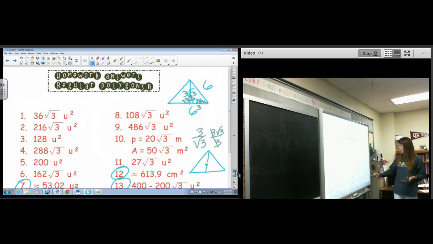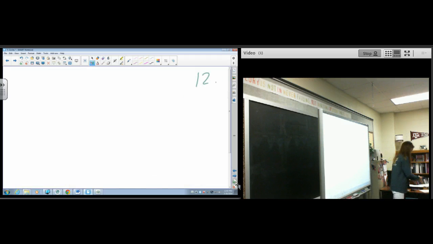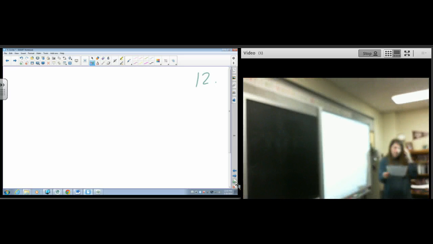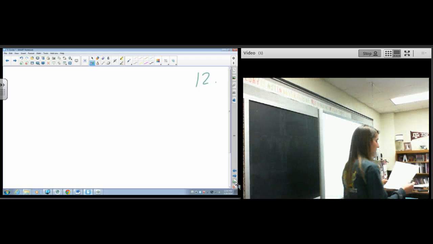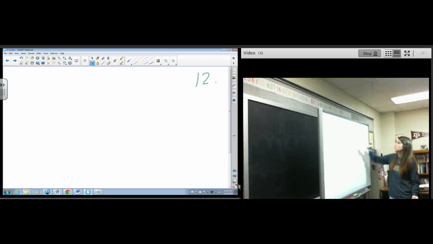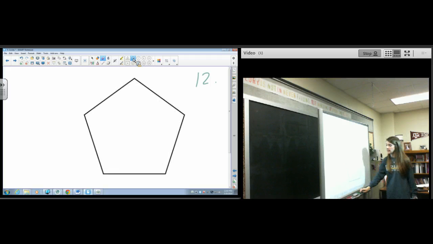The next one was 12. Number 12. The apothem of a regular pentagon is 13. Find the area of the pentagon. So no inscribed or circumscribed for this one. That's nice. Draw yourself a pentagon. How many sides is that? 5. I bet you'll see one like this tomorrow.